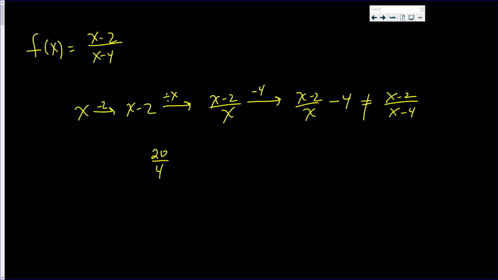20 over 4 is 5. 5 minus 4 is 1. This is not 20 over 4 minus 4, which you can't even do. You can't even do that. I mean, I could have put 5 here. 20 over 5 is 4. Minus 4, I get 0.